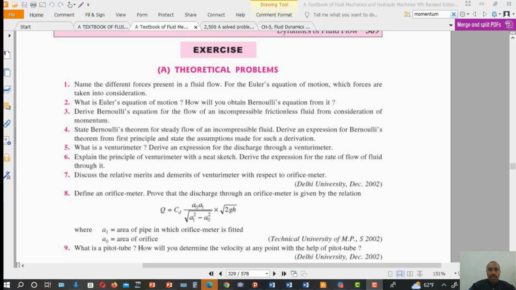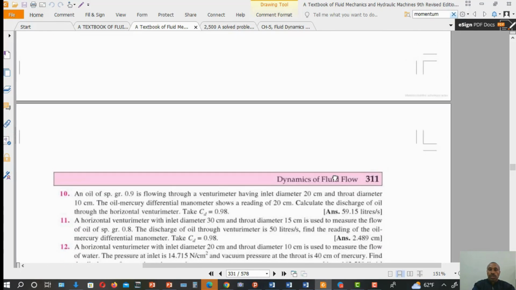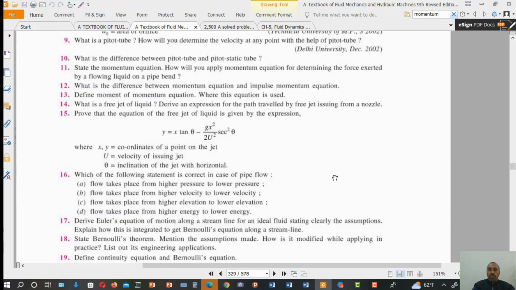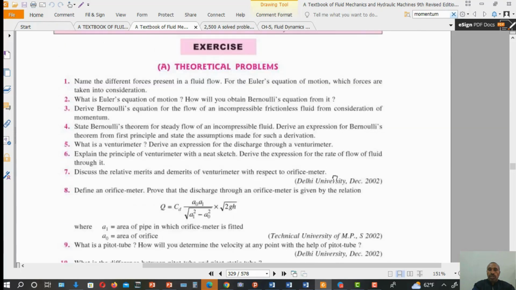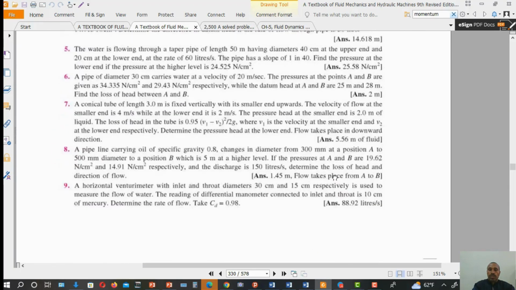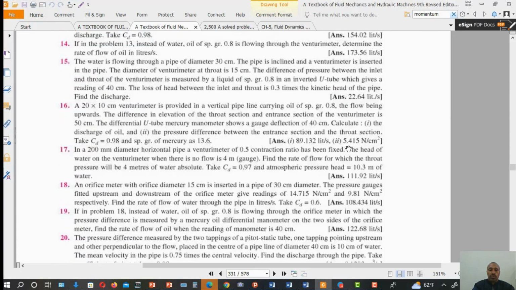Okay, welcome back again. At the end of this tutorial session, you are kindly advised to work out the Bansal exercises on page 311, and also numerical problems and theoretical problems starting from page 309 up to these problems. So you can check with these answers given in Bansal. So please work out these problems at the end of this tutorial session.